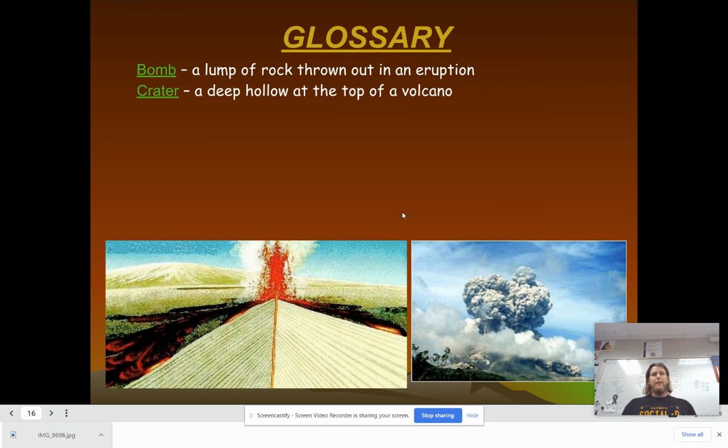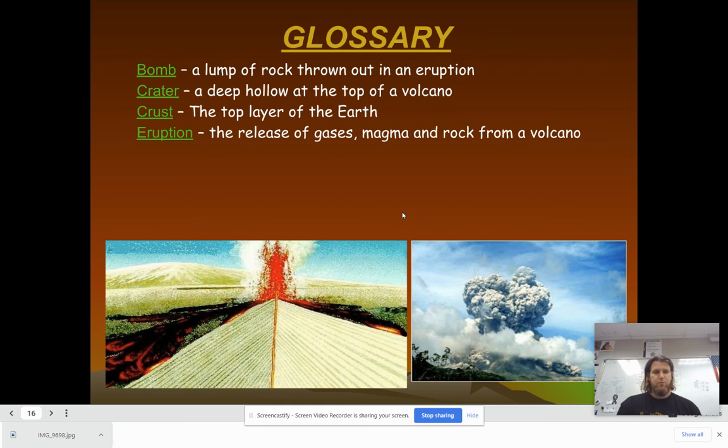So the crater, that's the deep hollow sort of bowl impression or depression at the top of the volcano. And then we have the crust, which is the top layer of the earth. So this is what our lava is going to flow out over, but it's also what gets driven back down into the earth at subduction zones that then once again gets recycled back out as lava. So it's just the circle of rock here. Not the circle of light, the circle of rock.